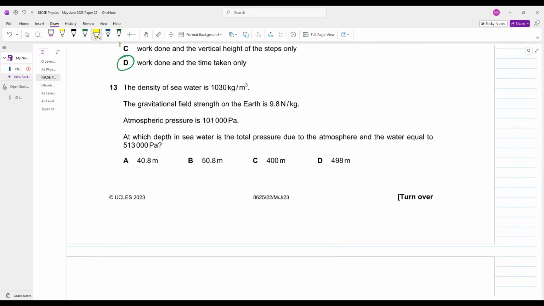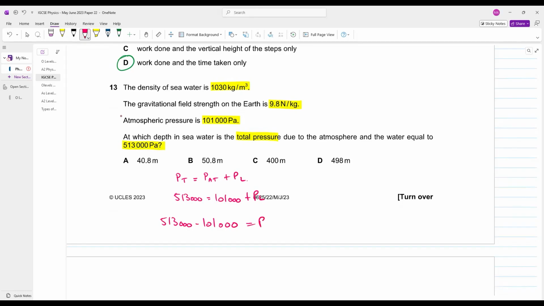The density of sea water is this. परफेक्ट. The gravitational field strength is this. The atmospheric pressure is this. At which depth in seawater is the total pressure due to the atmosphere and the water equal to this? अच्छा जी. बेटा टोटल प्रेशर आपका ये है. Do you remember total pressure is equal to the atmospheric pressure plus the pressure of the liquid? टोटल प्रेशर क्या है? 13000. एटमॉस्फेरिक प्रेशर क्या है बेटा? 1000 plus pressure of the liquid. Can you calculate the pressure of the liquid?